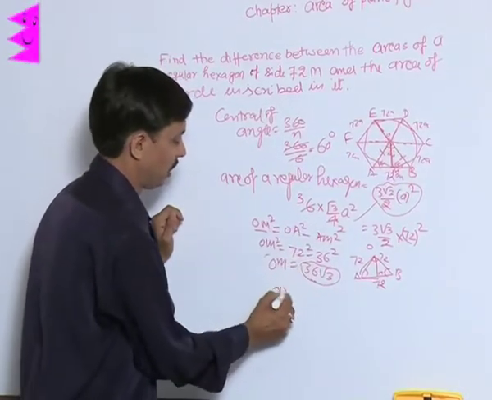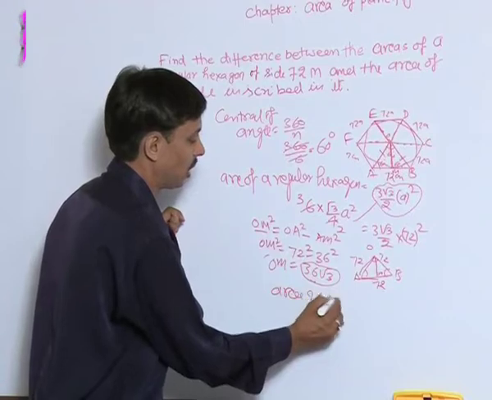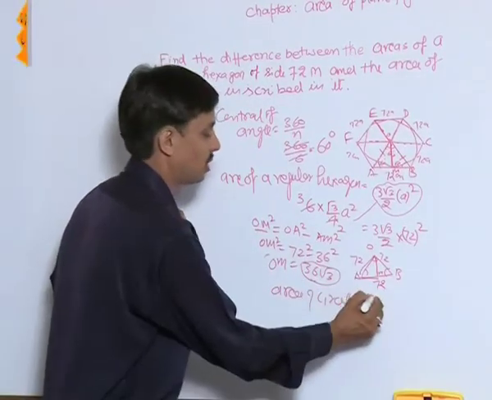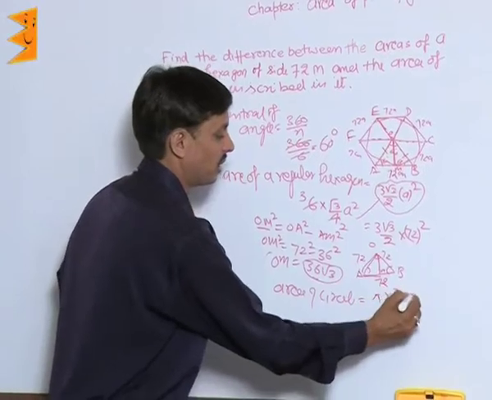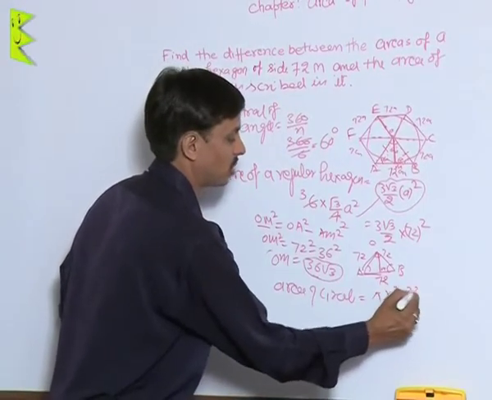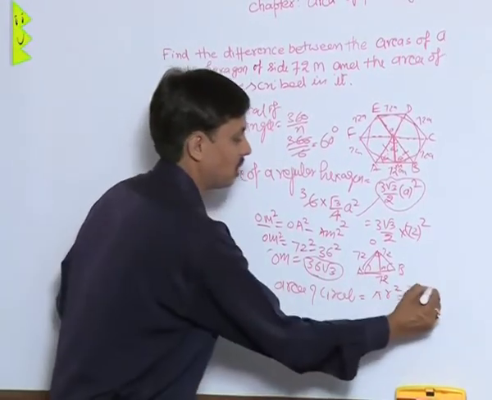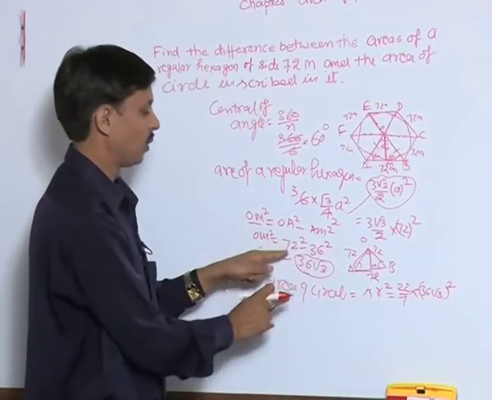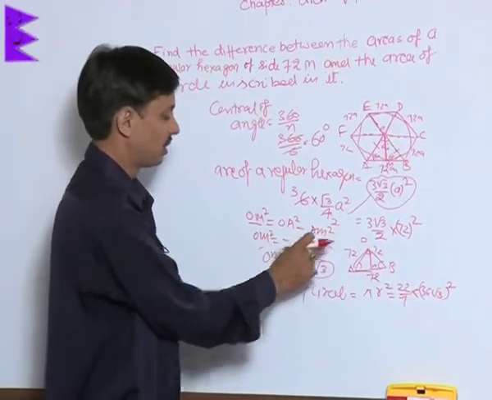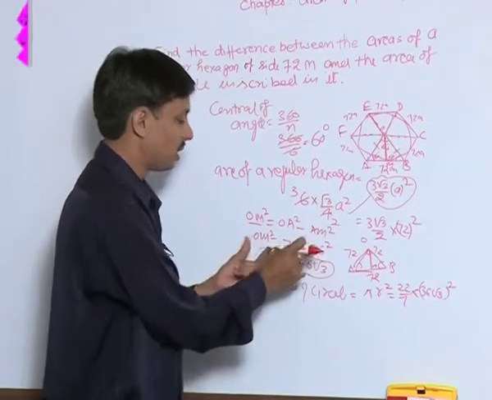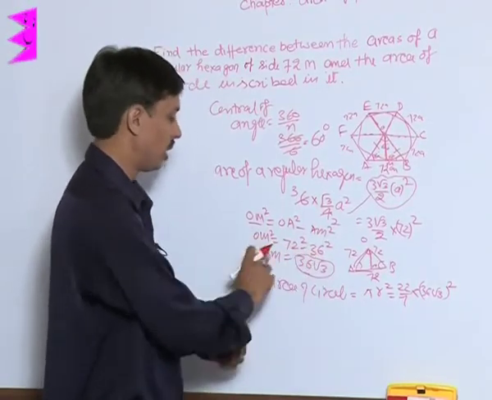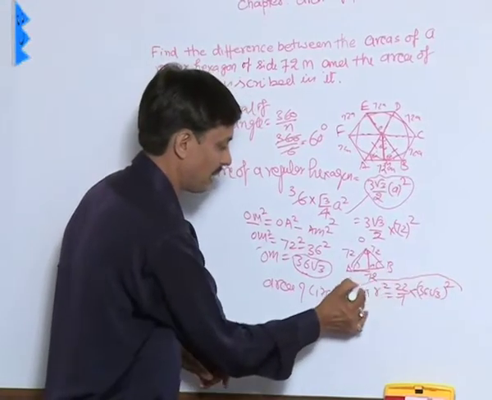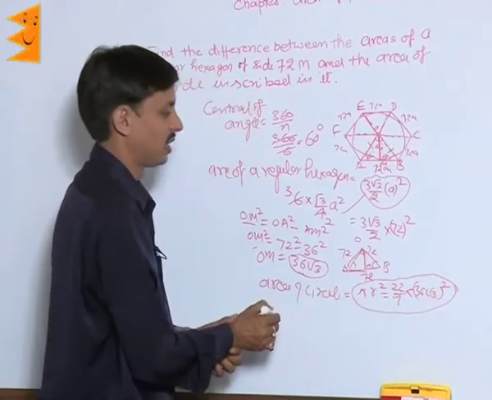Area of circle. It is given by which formula? Area of circle is pi r square. That is pi, meaning 22 by 7, and radius is 36 root 3. You can go for the calculation: 72 whole square minus 36 whole square, you will get 36 root 3 after taking the square root. This is the area of the circle, pi r square, which is inscribed in a regular hexagon.